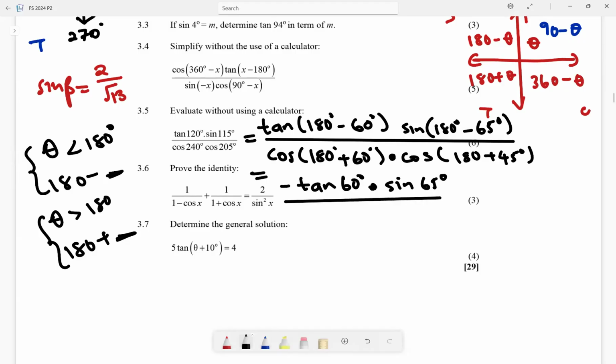Divide by what? Divide cos 180 plus. How is cos in this 180 plus quadrant? It is negative, so it will be negative cos 60 degrees multiply by cos 180 plus 45. How is cos in here? It is negative, minus cos 45 degrees. Good. Nice and enjoyable. Now I want you to see something. Okay, let me quickly do this.